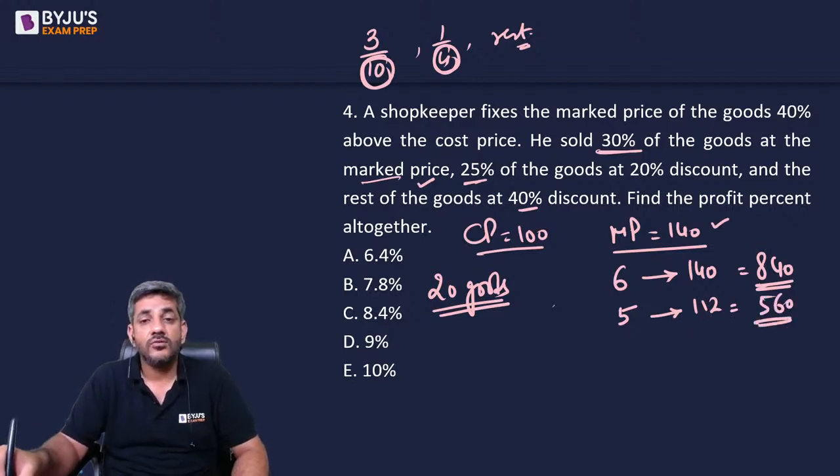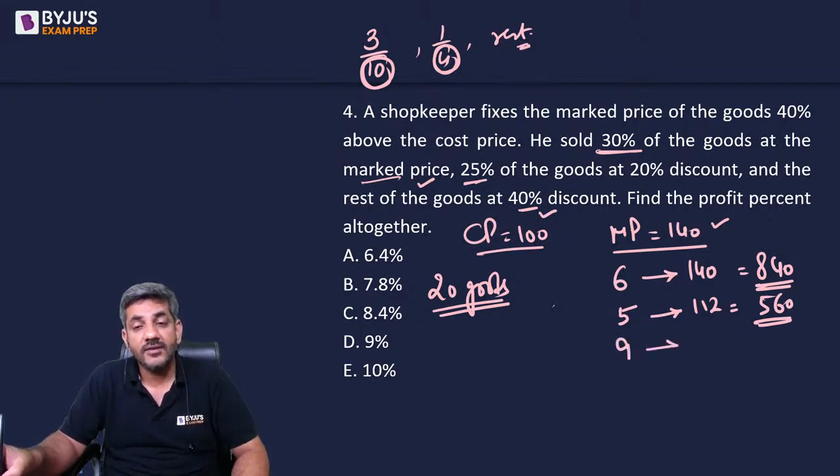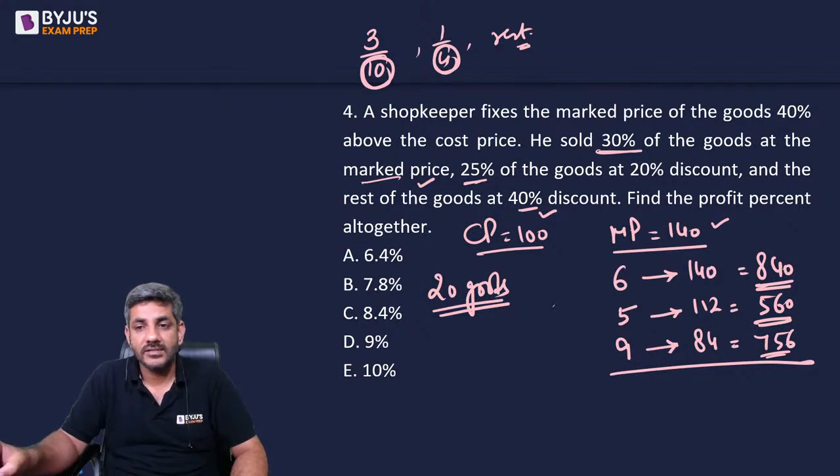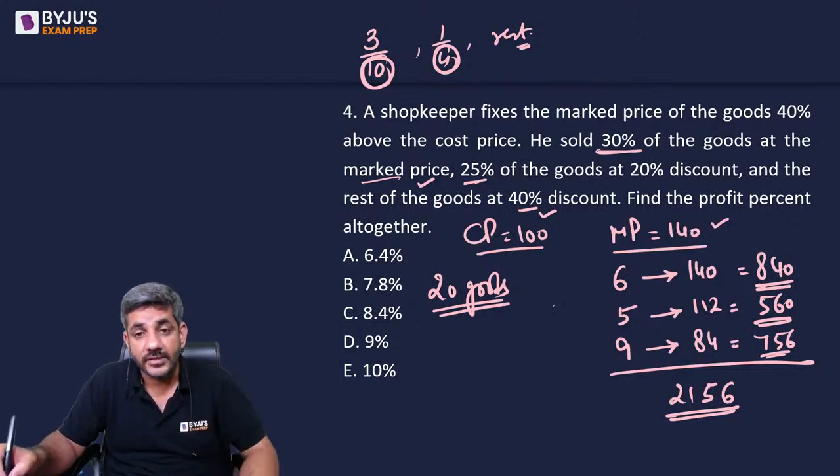And the rest of the goods at 40% discount. Rest of the goods is 9. They are at 40% discount. Now 40% of 140 would be equal to 56. So when a discount of 56 is given, they are sold for 84 rupees each. So 9 into 84, if I calculate, that will be 756. So ultimately my total selling price is 6, 5 and then 21. So they are sold for 2156 rupees.